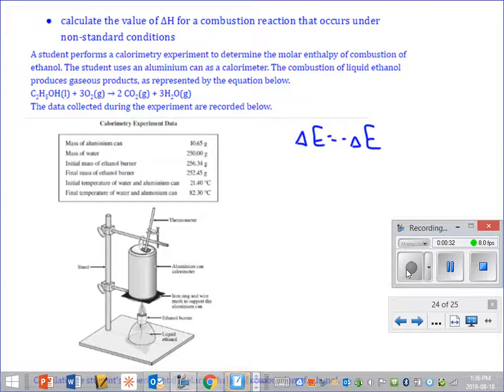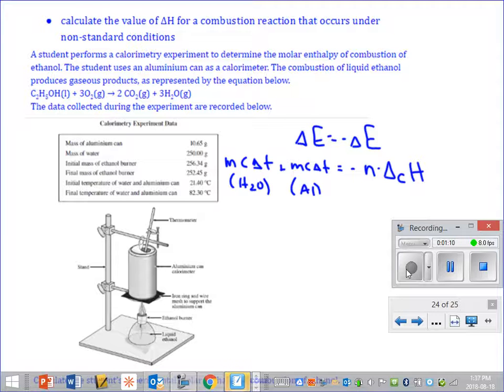So in a calorimetry experiment, we're going to compare the energy absorbed by the water and the energy released by the reaction with delta E equals negative delta E. On the left, we'll have our calorimeter, which includes both the water and the aluminum can in the calorimeter. And on the right, we'll have the values for ethanol. So we will have MC delta T for the water and MC delta T for the aluminum. And on this side, the number of moles and the molar enthalpy of combustion of ethanol.